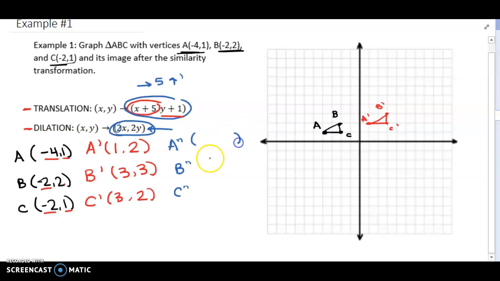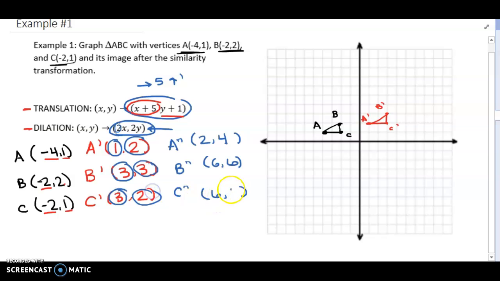So I'm going to multiply every single coordinate by 2. So 1 times 2 is 2. 2 times 2 is 4. 3 times 2 is 6. 3 times 2 is 6. 3 times 2 is 6. 2 times 2 is 4. Now go ahead and plot these 3 points. Make sure to label them A double prime, B double prime, C double prime. So after plotting them, this is what you should have gotten.